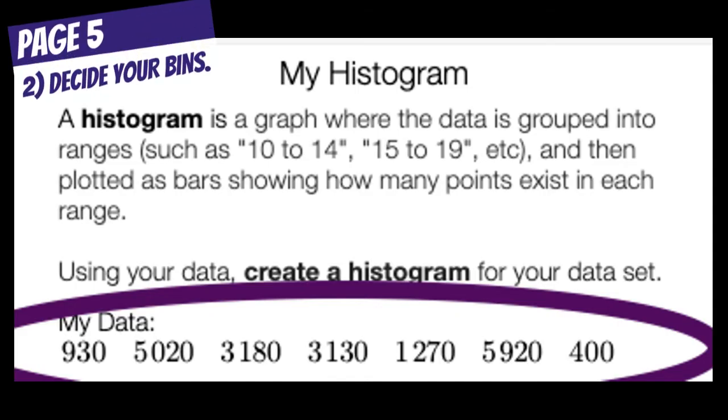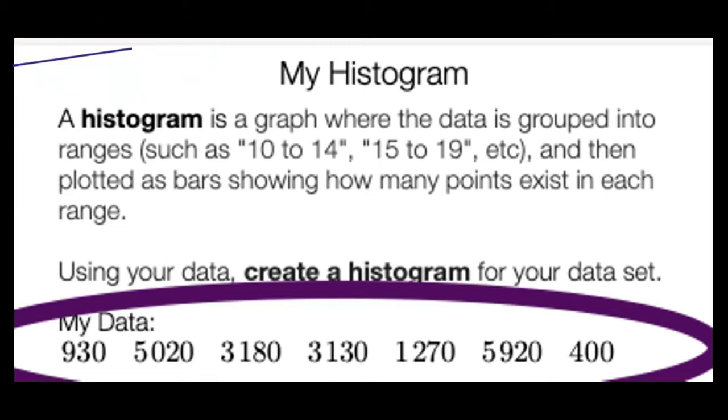Now we need to decide how large our bins are going to be. Now, you have to look at your data and decide, are you going to count by tens? Or are you going to count by 20s, 1,000? What are you going to do? For example, for my histogram, I'm going to use bins of 1,000, meaning that I'm going to count by 1,000.